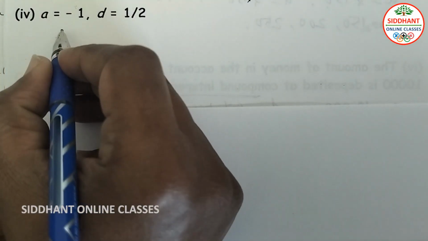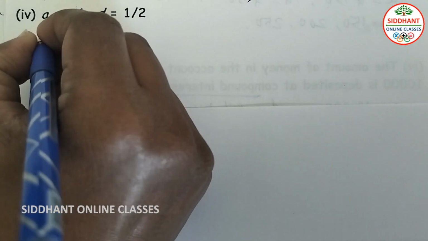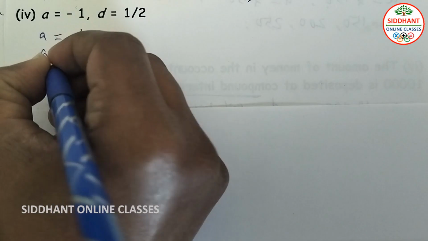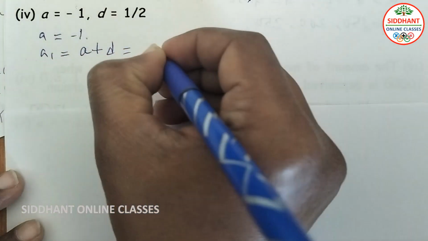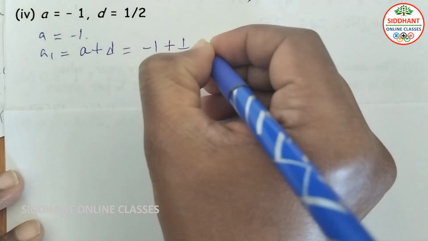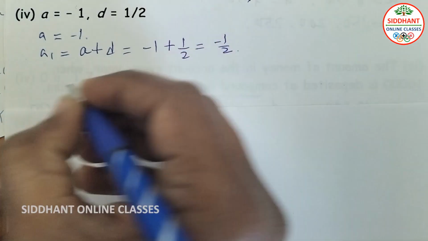Fourth one, A equal to minus 1, D equal to 1 by 2. So A equal to minus 1 here. Then A1 equal to A plus D, so that equal to minus 1 plus D is 1 by 2, so that equal to minus 1 by 2.